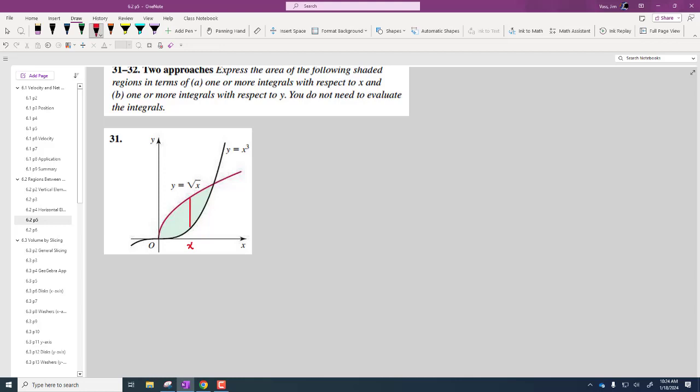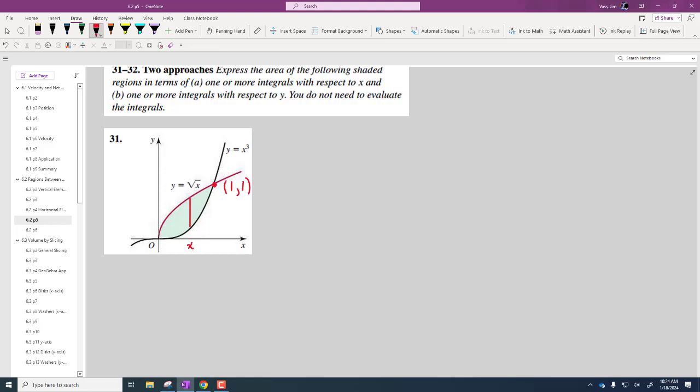If we look at it this way, do you see that this intersection point is going to be (1, 1)? You could set them equal to each other and solve, you'll get 1. If you plug in x equals 1, both those y values are 1.